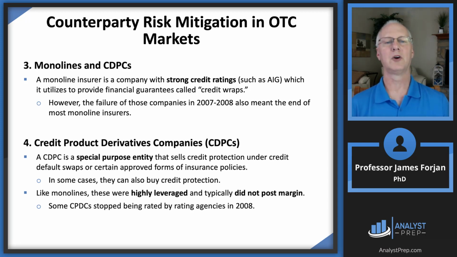How about a credit derivative product company? This is a special purpose vehicle, a special purpose entity that sells credit protection under credit default swaps or some other kinds of credit protection. Now, of course, they're highly levered, and these entities did not post any margin. I think these started, if my memory serves me correctly, sometime in the 90s, maybe even the early 2000s, so their life really wasn't that long. And somewhere in 2007, I have 2008 there, it might even have been 2009, rating agencies like Moody's just stopped rating them.